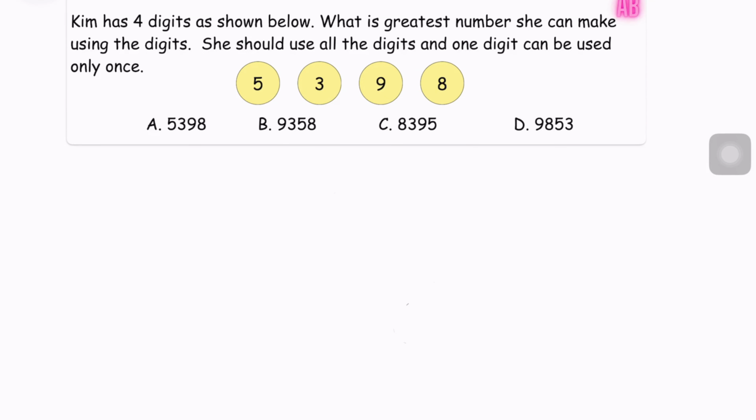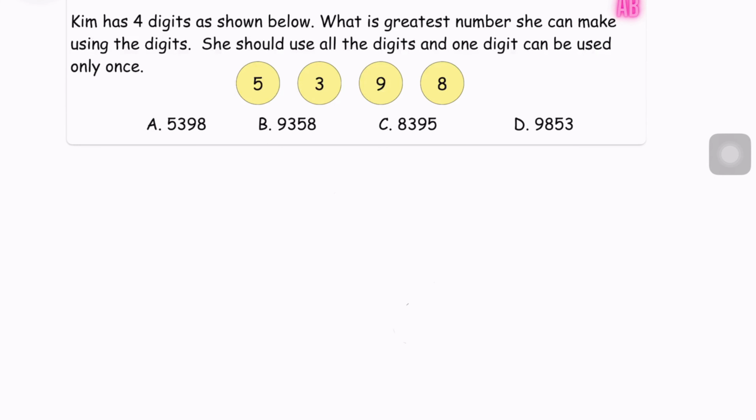Here is the next question on your screen. Kim has 4 digits as shown below. So she has these 4 digits 5, 3, 9, and 8. And using these 4 digits, she has to make the greatest number. And the rule is she has to use all the 4 digits and she can use 1 digit only once.